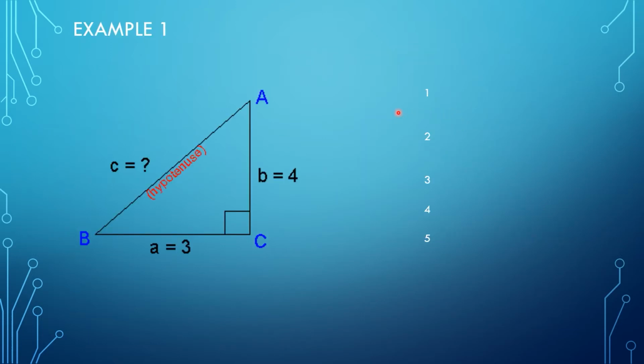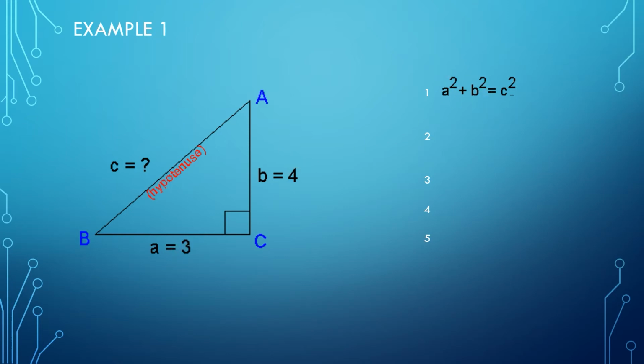So here we have an example. If you know the Pythagoras Theorem formula, you can attempt doing it, but we're going to work through it. As we know, a squared plus b squared is equal to c squared. And we have the values of the sides a and b. So a is equal to 3 and b is equal to 4. Now all we have to do is substitute a and b into the formula.